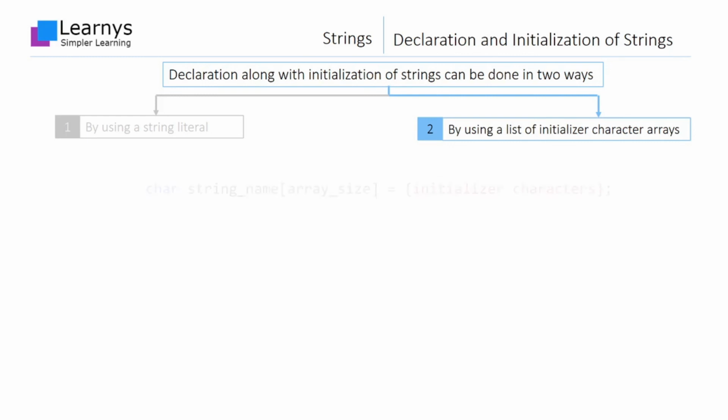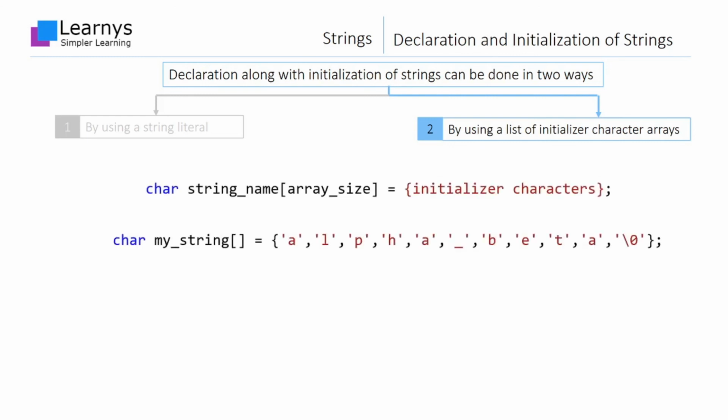This is a simple statement that declares and initializes a string by making use of a character list. Take note of how the null has been explicitly inserted at the end. This style of initialization does not automatically append the null character, and null has to be inserted manually.